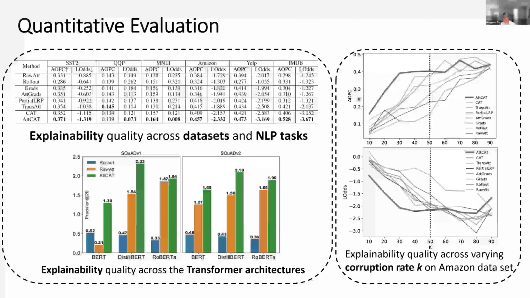We also evaluate in the case that some of the text has been corrupted. Horizontally will be the rate of corruption. Vertically will be the quality of explanation. We can see up to 50% of corruption rate, our method actually performed the best compared with other methods.